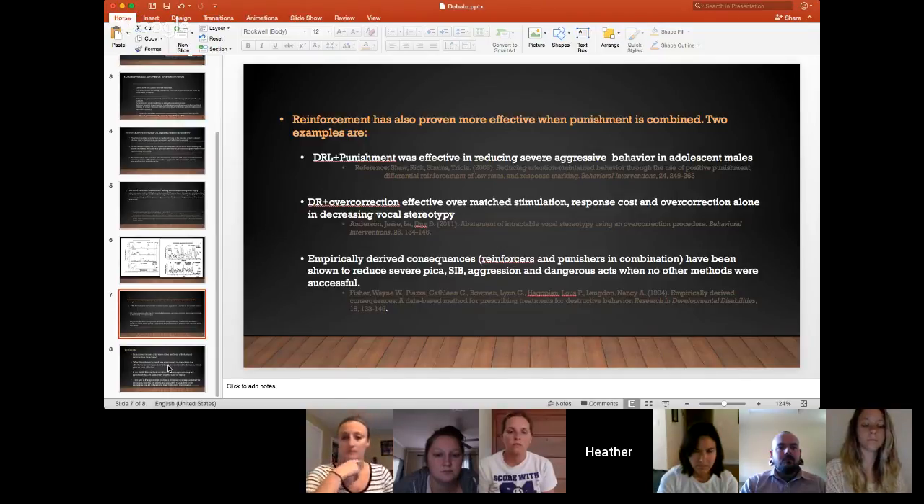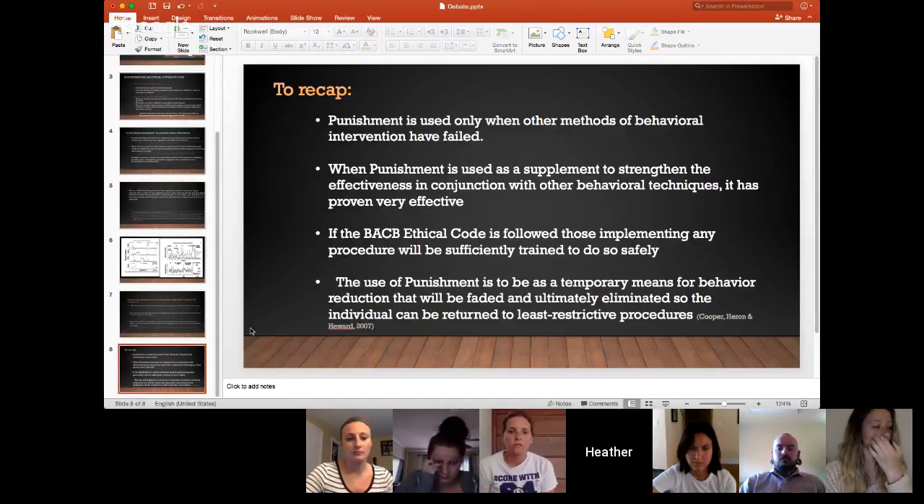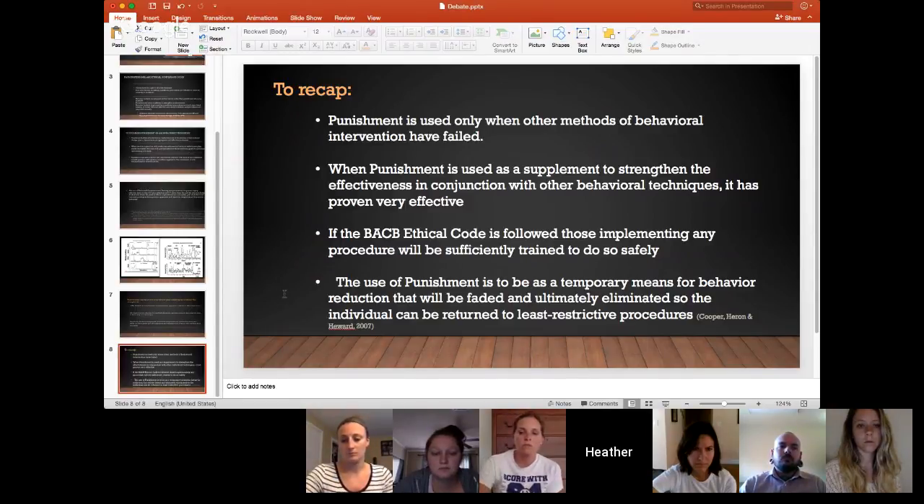So to recap, punishment is only used when other methods of behavioral intervention have failed. When punishment is used as a supplement to strengthen the effectiveness in conjunction with other behavioral techniques, it has proven very effective. If the BACB ethical code is followed, those implementing any procedure will be sufficiently trained to do so safely. And according to Cooper, Heron, and Heward of 2007, the use of punishment is to be as a temporary means for behavior reduction that will be faded and ultimately eliminated so the individual can be returned to least restrictive procedures. And I will give it back to Elizabeth.